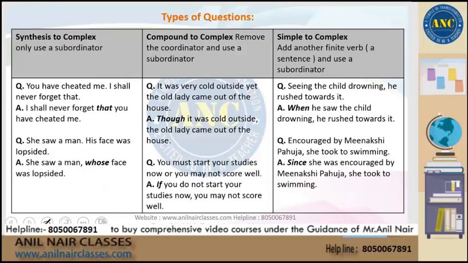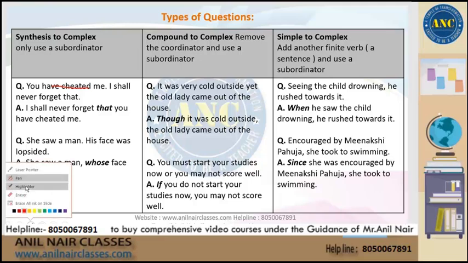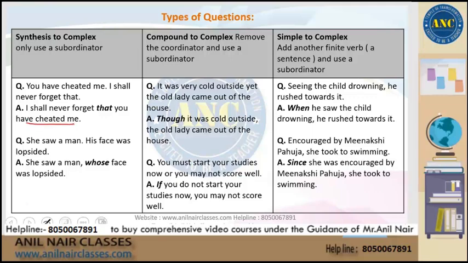Okay, for different types of conversions. You have cheated me. I shall never forget you. So what are you trying to say? You are combining these two sentences, right? Different sentences. So you're saying, I shall never forget that you have cheated me.